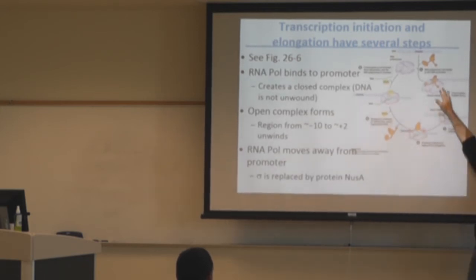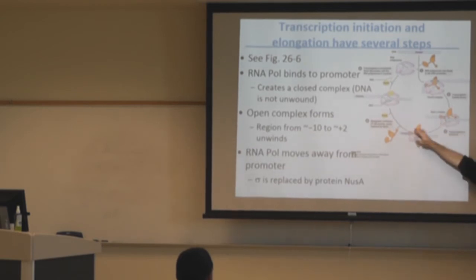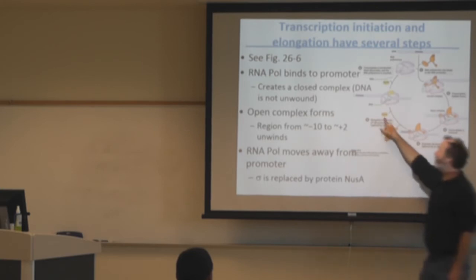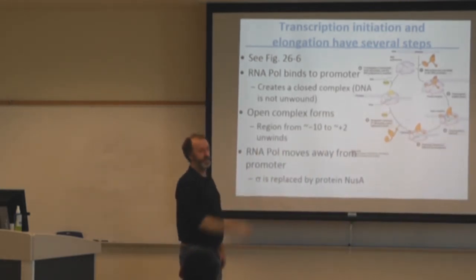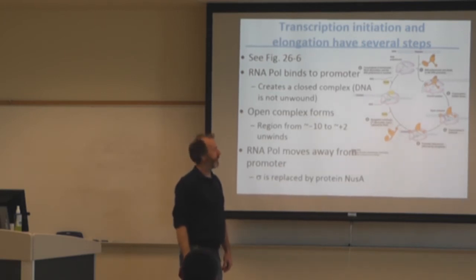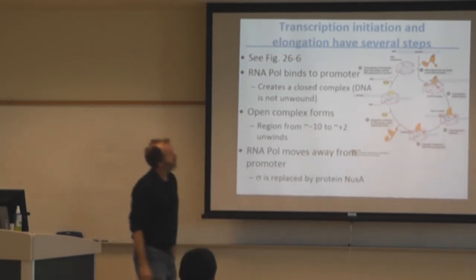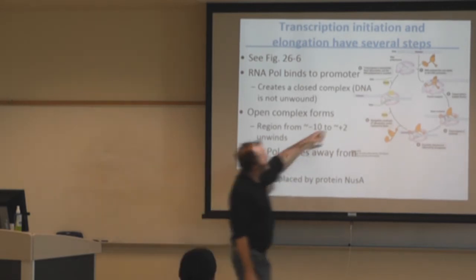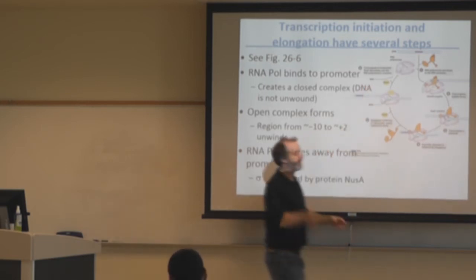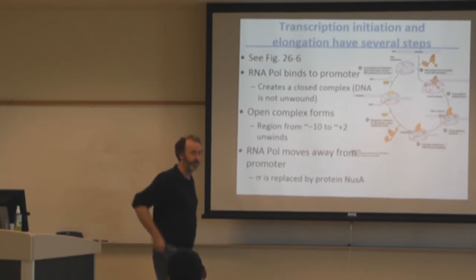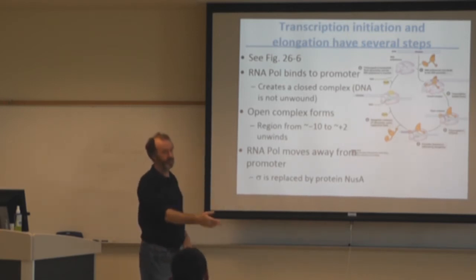So sigma binds to the closed complex. Once you initiate transcription and elongation, it comes off. NusA comes on, and then you continue elongation with the open complex. And then transcription eventually is going to be terminated, and Nus disassociates, and the RNA polymerase is then recycled and will make another RNA molecule once it binds to another promoter, forming a closed complex.